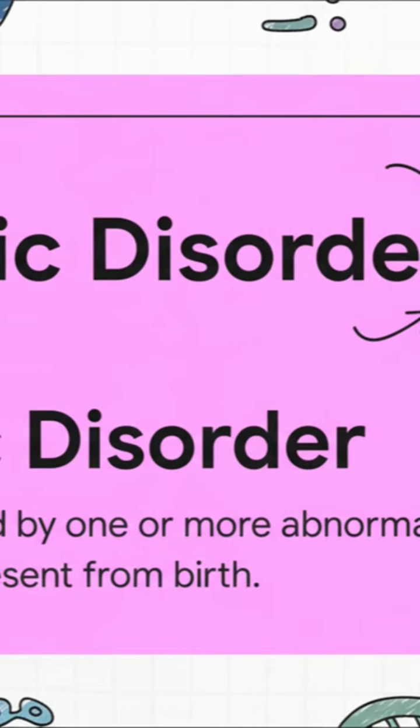When one of these typos pops up in our DNA, it can lead to what we call a genetic disorder. It's basically a condition that's caused by an abnormality, a glitch, in the genome itself. It's a problem in the core instructions that a person is simply born with.